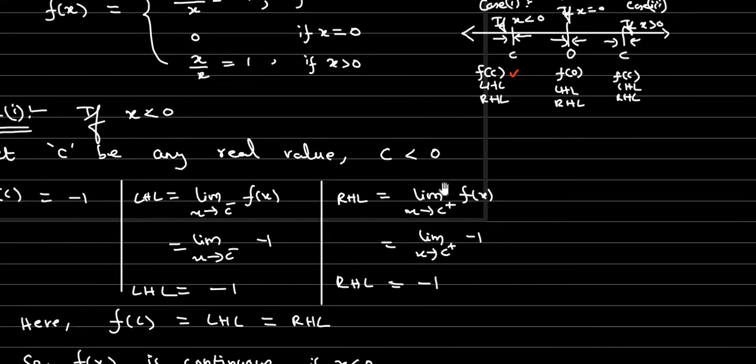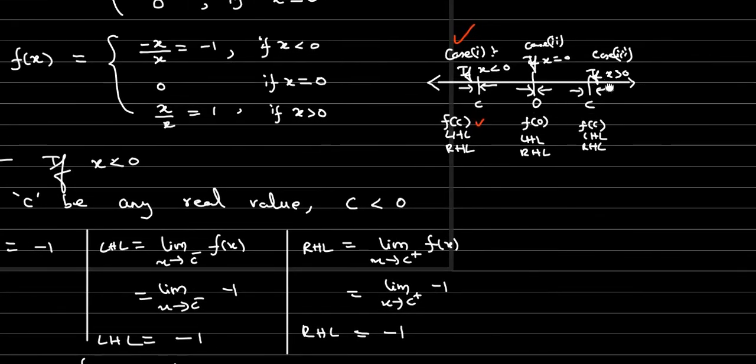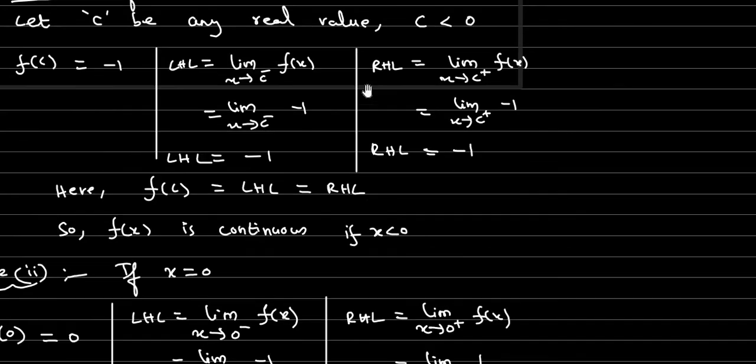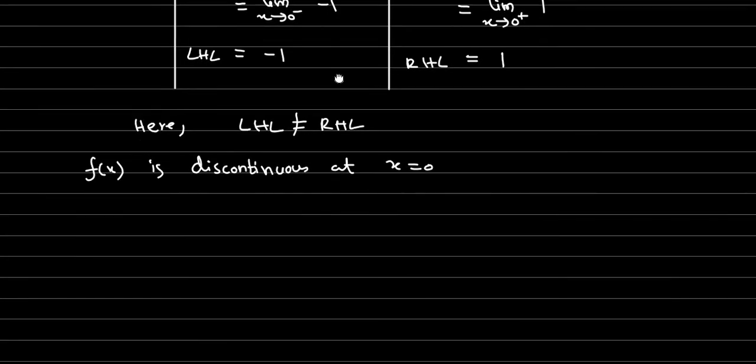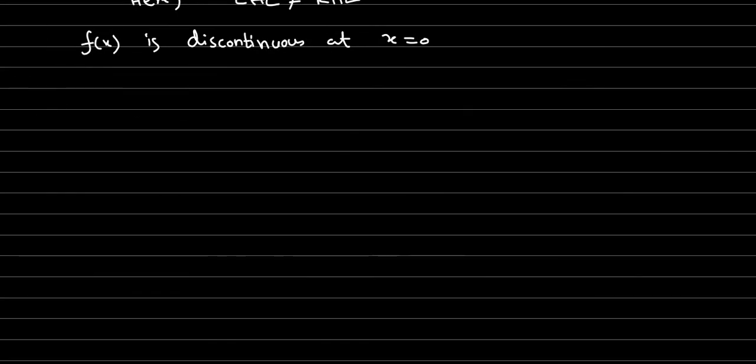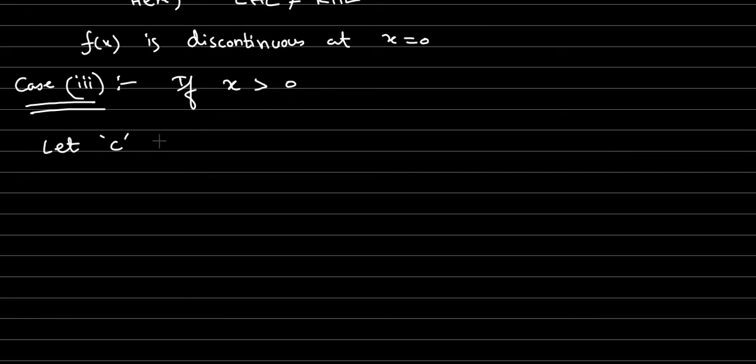Next, in case 3, what is the condition? If x is greater than 0, we are going to find out whether the function is continuous or not. Case 3, if x is greater than 0. See, for greater than 0, how many real values do we have? Infinite real values. So we can have a common name. Let c, small c, be any real value. At the same time, c should be greater than 0.